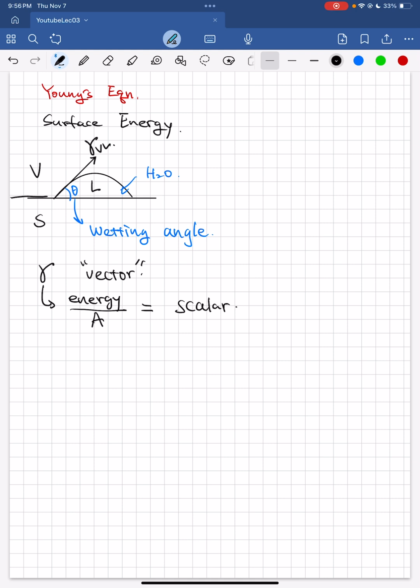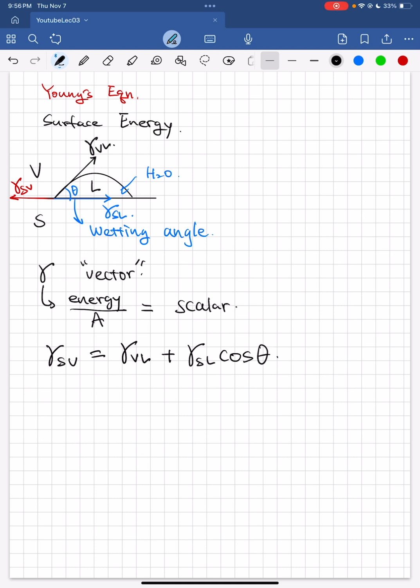And this, let me use a different pen. This red vector is gamma SV because it's between solid and vapor phase. And this blue vector is gamma SL, so it's between solid and liquid. Based on this picture, we can come up with a force, in this case surface energy, equilibrium, which is like this: gamma SV equals gamma VL plus gamma SL cosine theta.